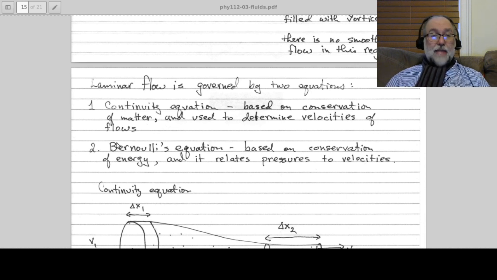Okay. And the second equation is known as Bernoulli's equation, and Bernoulli's equation is actually based on conservation of energy. It basically says something like, if you measure the entire energy density of the fluid here, it has to be the same energy density throughout the entire fluid. Okay, and again, I'll define that in a minute, but basically they're both based on conservation laws. All right, so let's start off with the continuity equation.